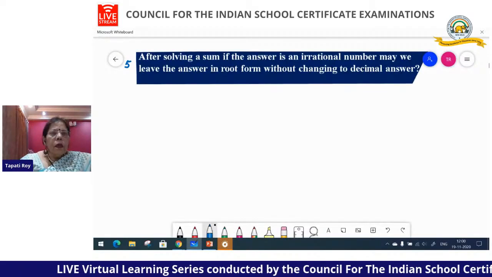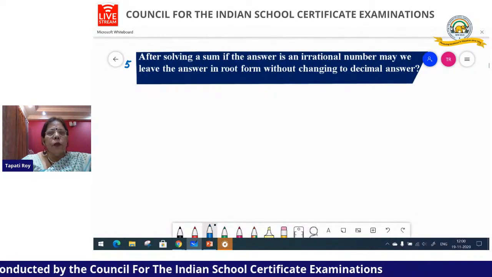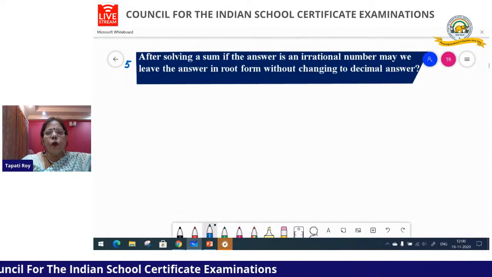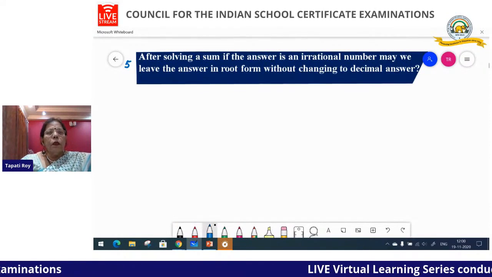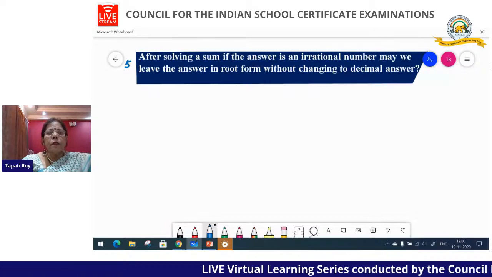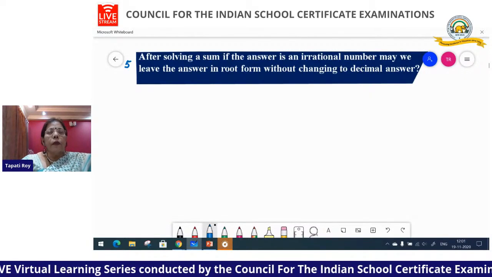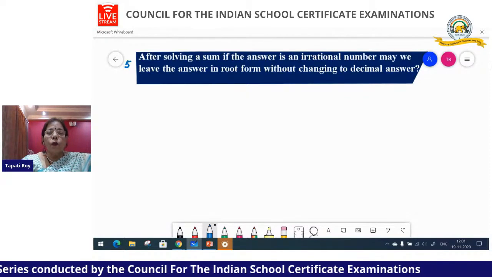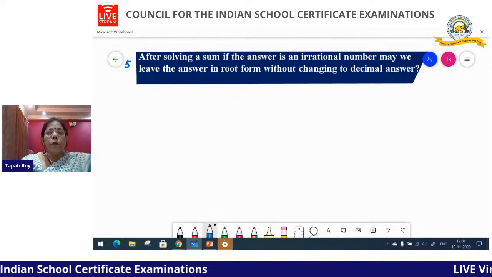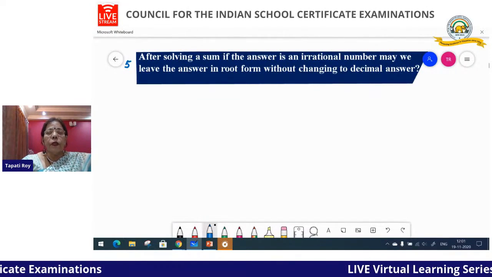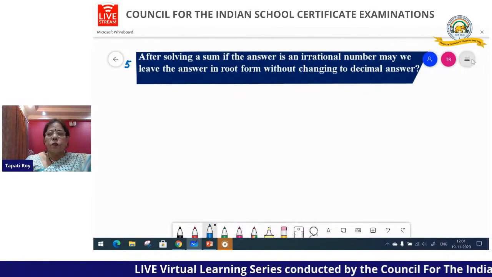After solving a sum, if the answer is an irrational number, may we leave the answer in root form without changing to a decimal answer? No, you cannot leave your answer as an irrational number. You have to change it into a decimal value. And also, if they say rounding off, you must note that and round it off to the required number of places or significant figures. Please remember that. Okay, let us see what is our next question.